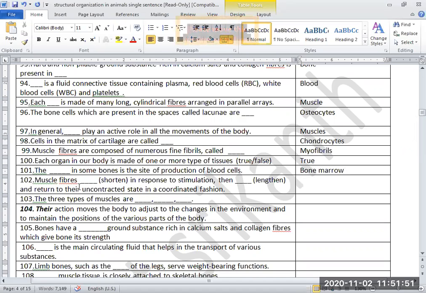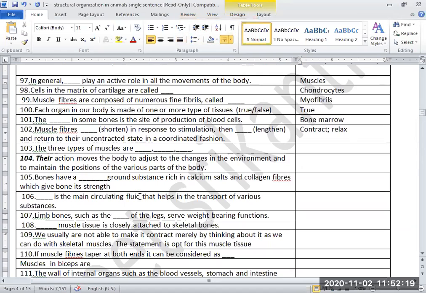Muscle fibers contract in response to stimulation and then relax and return to their uncontracted state in a coordinated fashion. Contract means shorten, relax means lengthen. Very good. When they shorten, they contract, and when they lengthen, they relax. Do remember, there is no expansion in the muscles, only contraction and relaxation.